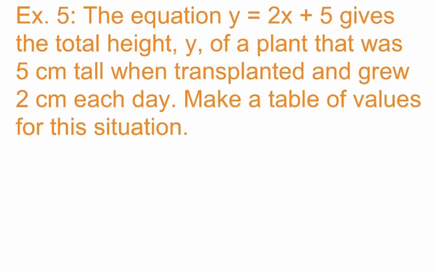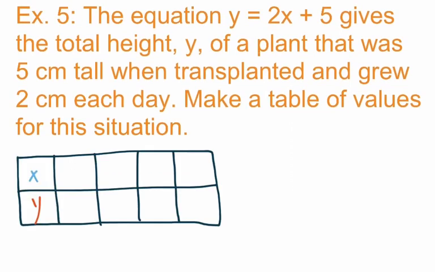Okay, so again, we go back to our table, and we need to ask ourselves, what values for x make sense in this situation? We're not going to use negative values for x because we can't go negative days into the past. That's not going to work. So we're not going to use negative values. We also don't want to use very large values in this situation because we're not worried about the height of the plant 5,000 days from now. We're worried about the height of the plant over the next few days.